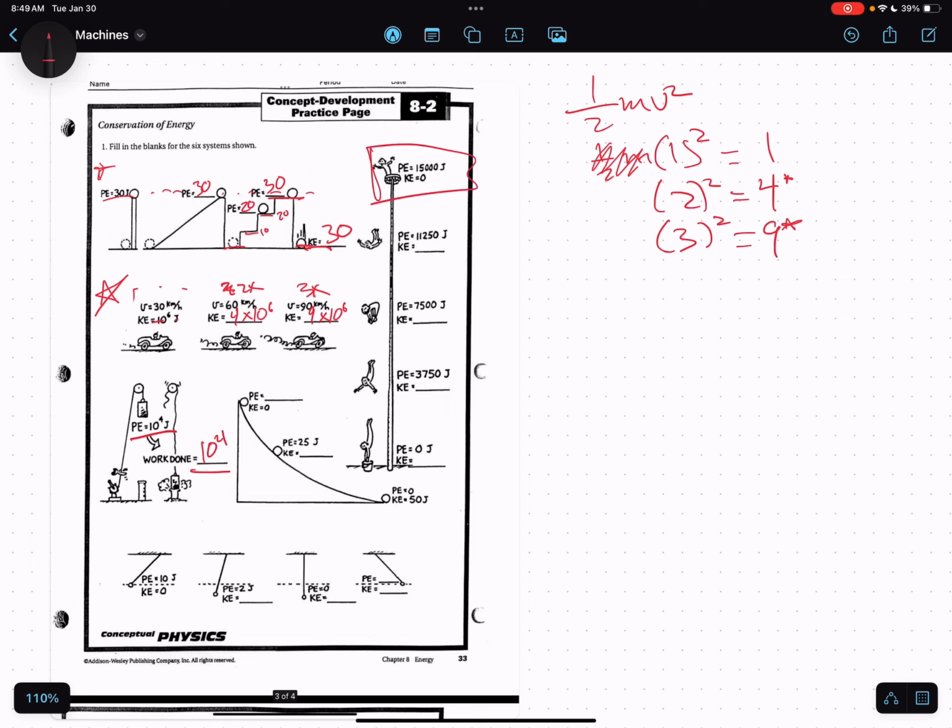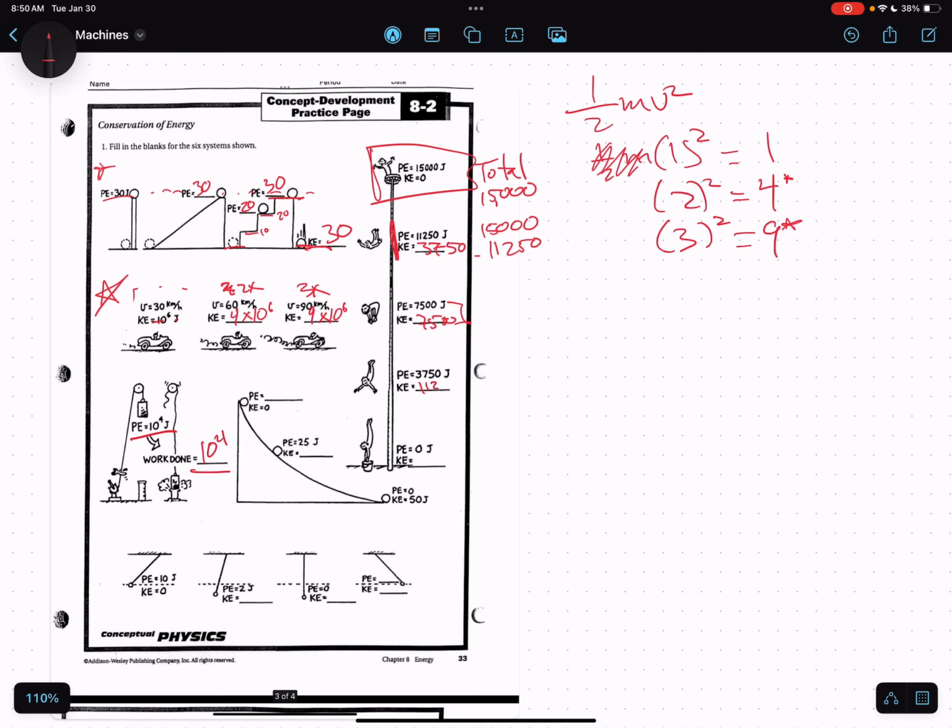We got PE, total energy. Always has to add up the same number. So the total here is 15,000. Okay, everywhere else it has to add up to 15,000. So if I have this spot here, well, I can just do 15,000 minus 11,250, and I get 3,750. 7,500 plus 7,500 equals 15,000. And then rinse and repeat.